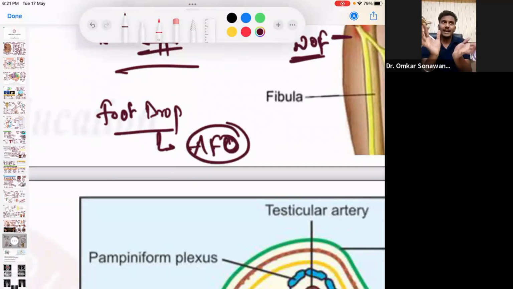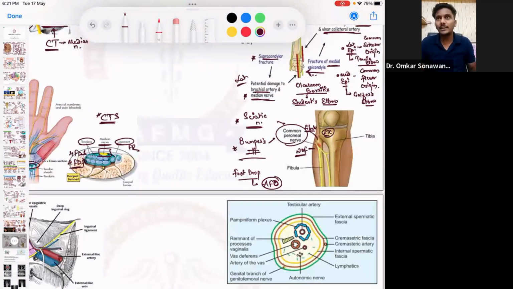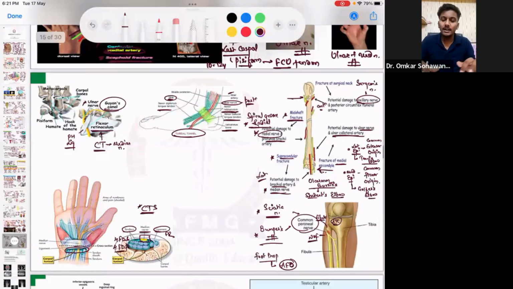ठीक है, वो splint याद रख लेना, important image है. No issues with this, anybody? So largest lower limb nerve is the sciatic nerve.